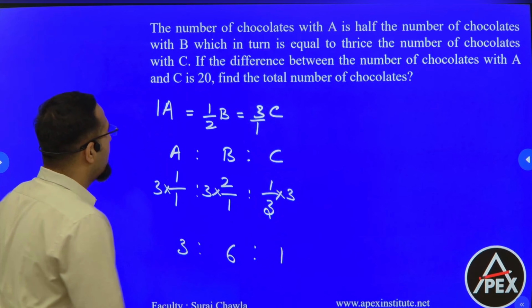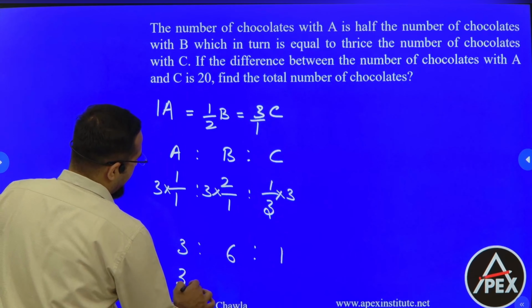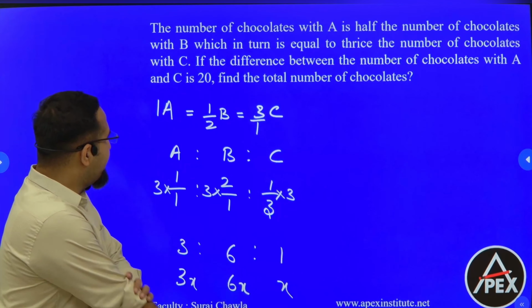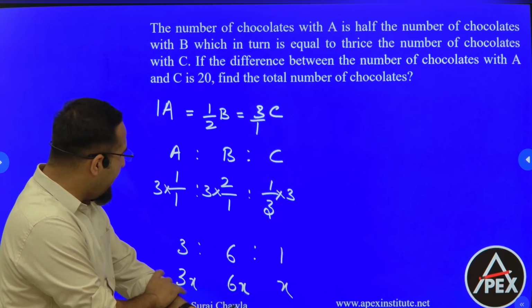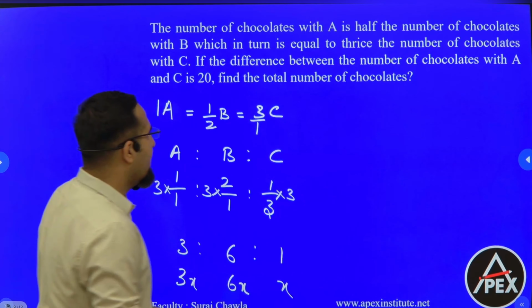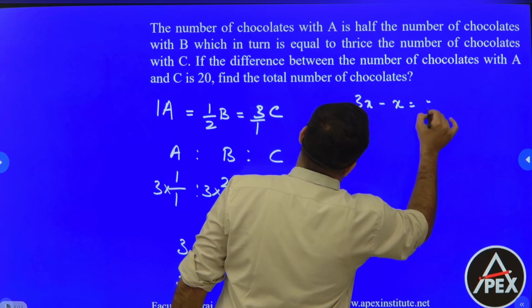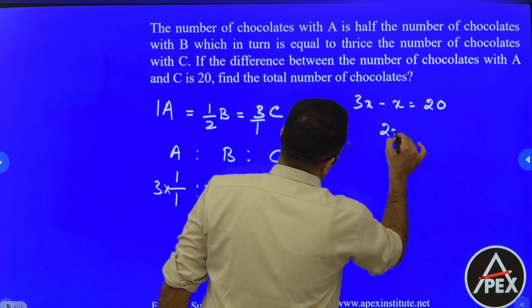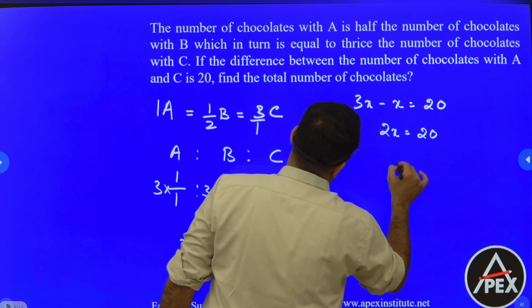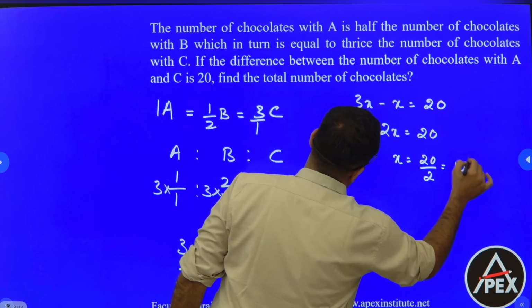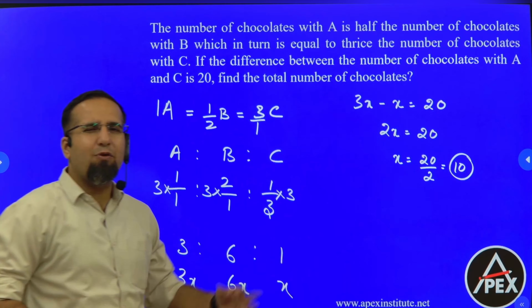Now let's assume that the number of chocolates here are 3x, 6x and x. Now the question says the difference between the number of chocolates of A and C is 20. ठीक है? तो A and C मतलब 3x minus x हो जाएगा 20. So what do I have here? I have 2x is equal to 20 or x is equal to 20/2 which is equal to 10. अब x का वैल्यू 10 आ गया हमारे पास.